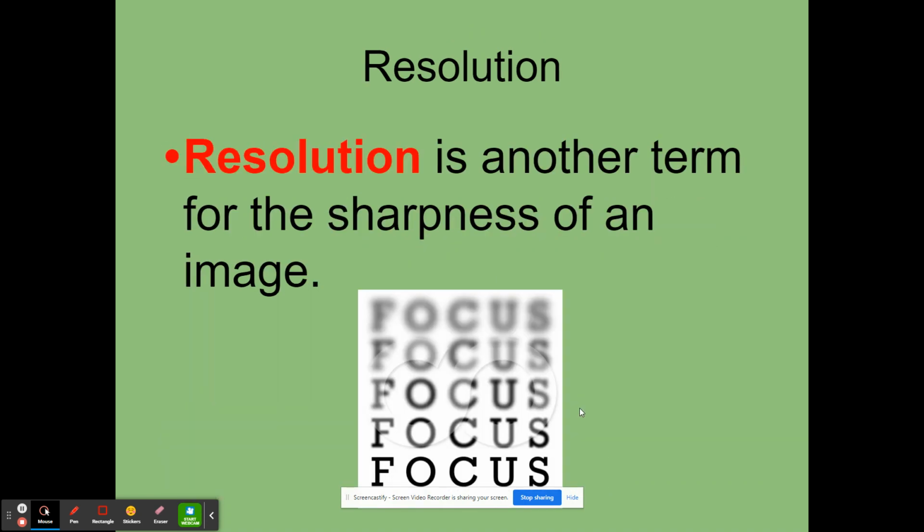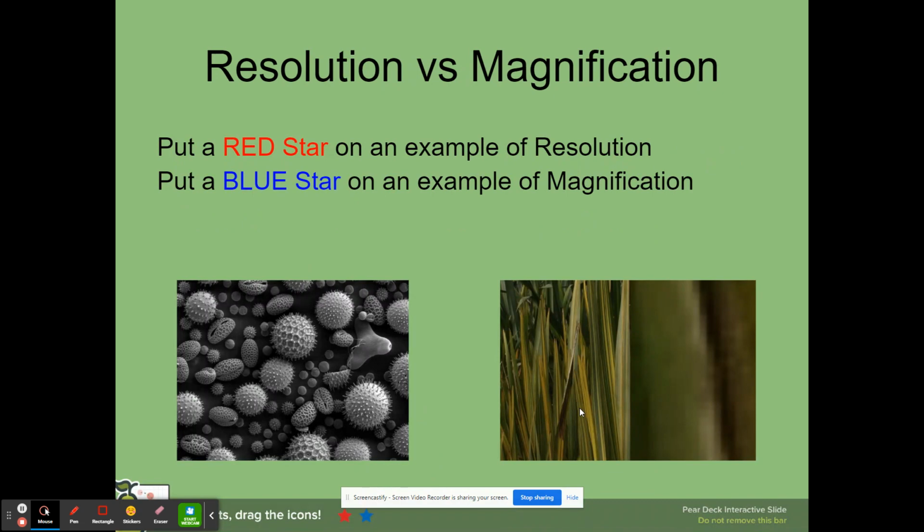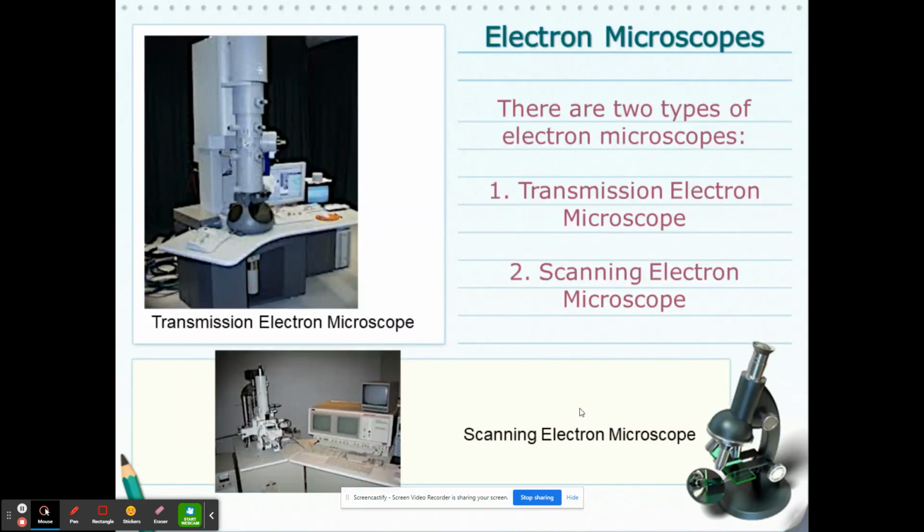Resolution is another term for the sharpness of an image. And these are two different pictures to show you what I mean by resolution and magnification. So if you look to your left, that's actually an image of magnification. Obviously, you can see some viruses and some bacteria there. And to the right, you can see the blades of grass. And then you can see that little picture. It's very blurry, right? So that's resolution. You need to get it clear so you can see those objects.